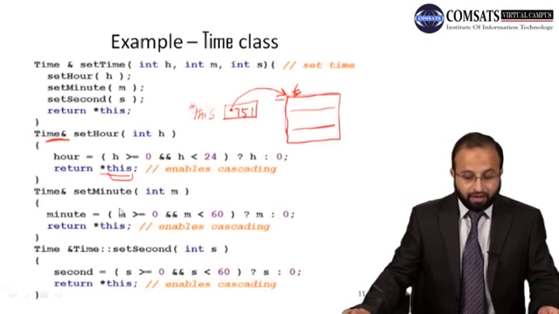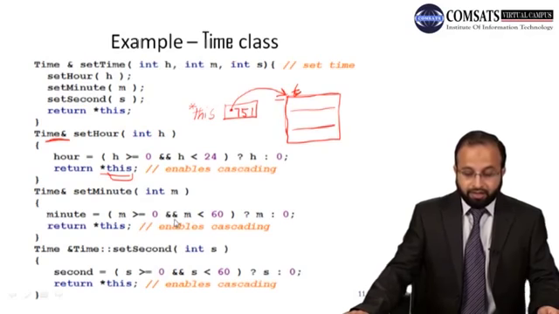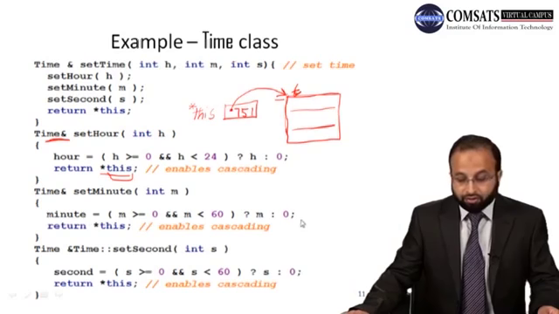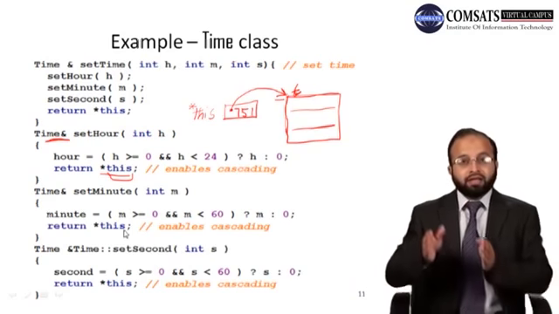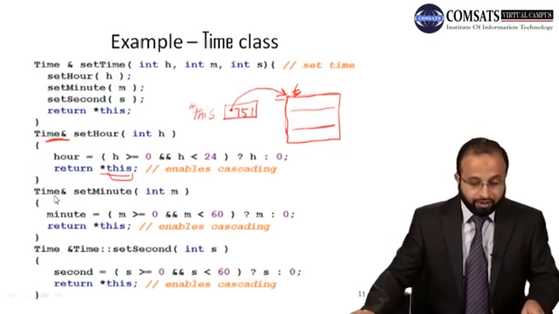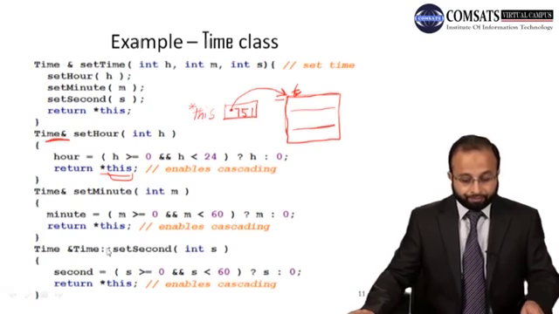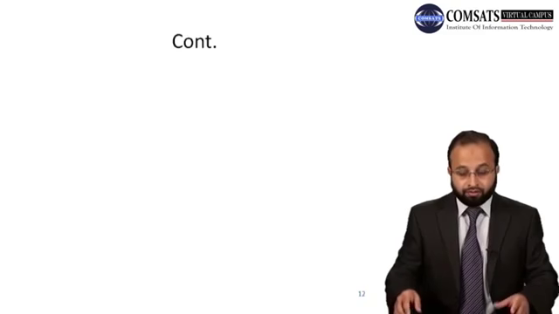And the same thing is happening over here, that you are checking the value, validating the value, that if the minute is within the range, yes, if it is, then you assign it to the minute. If it is not, you assign 0, right? Then you return static this. So static this is basically the object of time class, that is the T object, right? And you are returning the reference of that object. You mention it over here, right? And the same is the case with the seconds as well. I hope now this is clear to you.